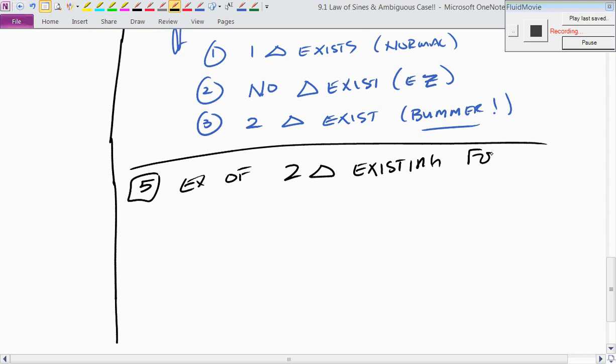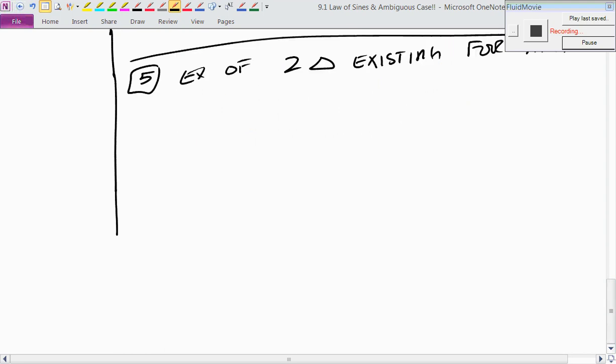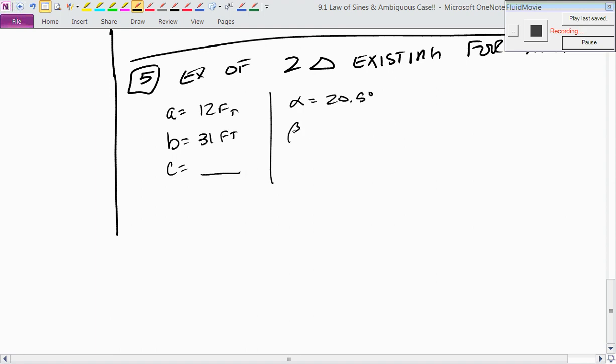For the ambiguous case. Here's the information given to us. A is equal to 12 feet. B is equal to 31 feet. And C is equal to, we don't know yet. On the angle side, we have alpha is equal to 20.5 degrees. Beta is equal to, I don't know. And gamma is equal to, I don't know.